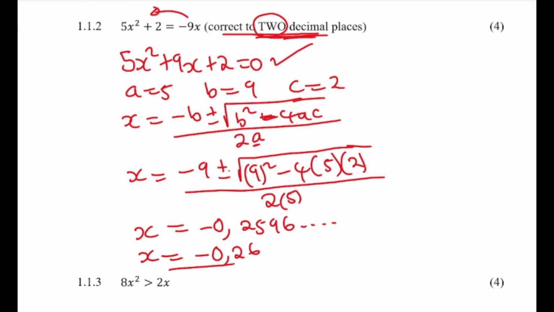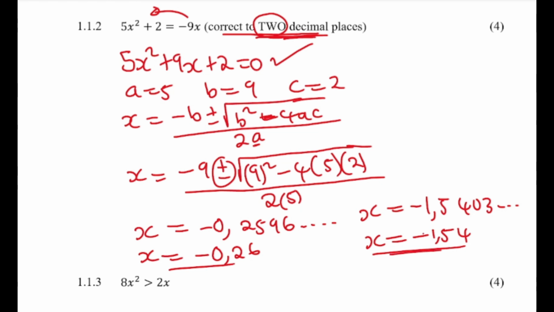Okay, and then you go back and put minus, remove plus and put minus. If you do that, you must get x is equal to negative 1.5403, goes on, and then 2 decimal places should be x is equal to negative 1.54, like that. Okay, right.